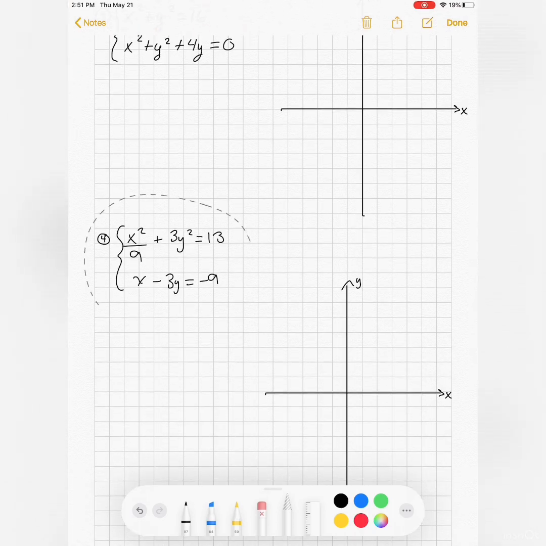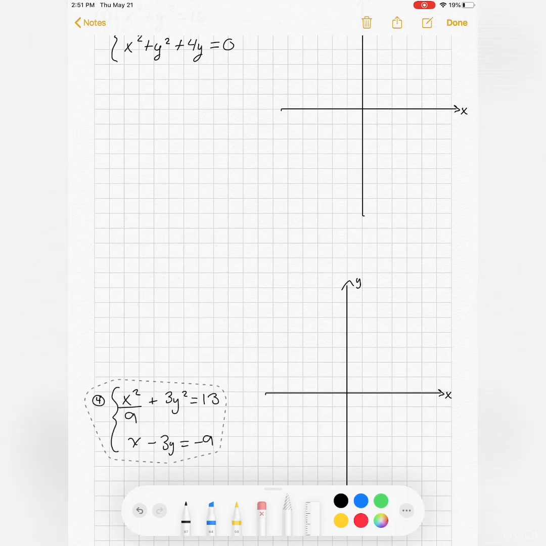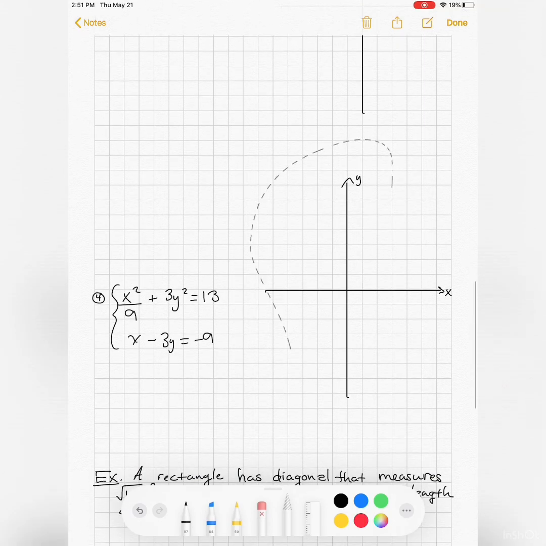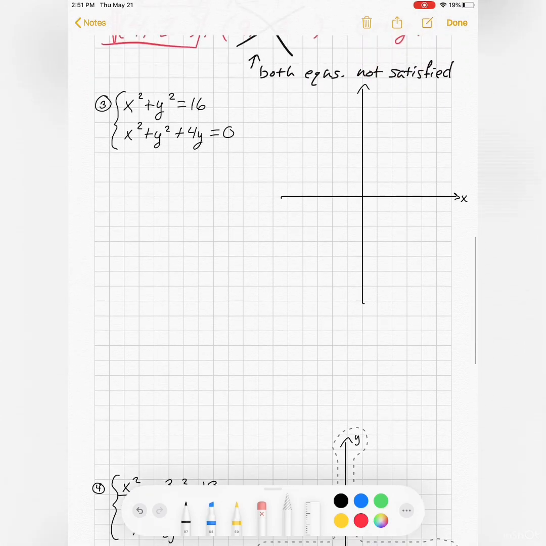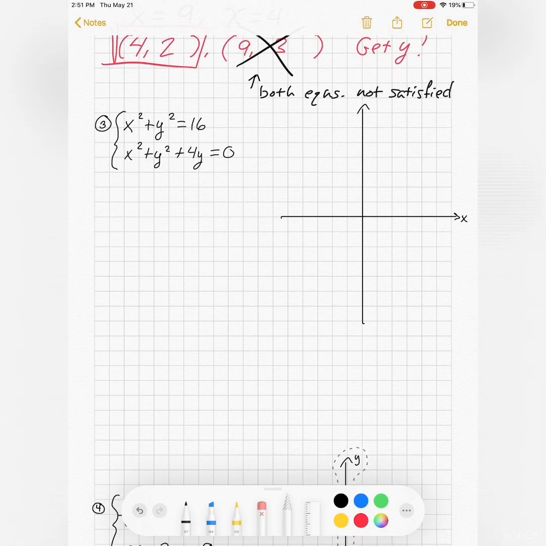More room. All right, what about this one? Okay, so here's one where both equations are not solved for y. So it's actually not particularly easy to isolate x or y. So one thought is, well, what if I try the other method?